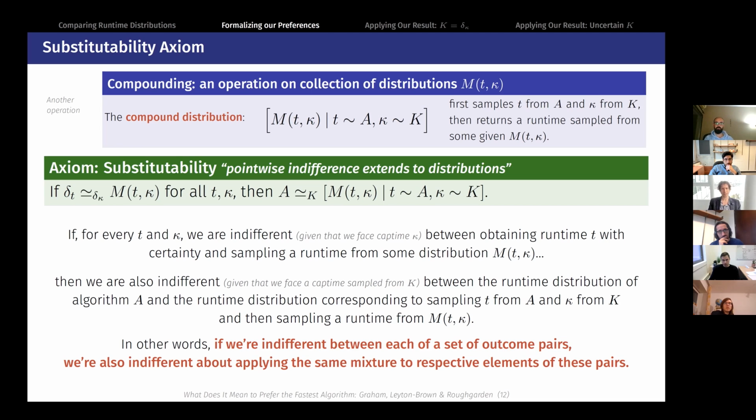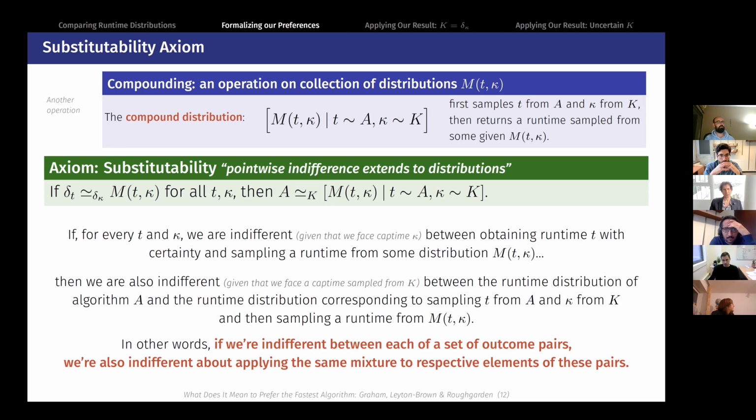And substitutability is a way of saying, basically, if I'm indifferent between sure things, deterministic algorithms that always take runtime T, and distributions, then I can lift this up to distributions over algorithms A. So it says, if for every T and kappa, I'm indifferent in the case of facing deterministic cap time kappa between obtaining runtime T with certainty and sampling a runtime from some given distribution M_T,kappa, and again, if this is true for every T and kappa, then I'm also indifferent in the case of the cap time sampled from K between the runtime distribution of algorithm A, which is now a distribution, not a sure thing, and the runtime distribution corresponding to sampling T from A and kappa from K, and then sampling a runtime from M, this compounded distribution.